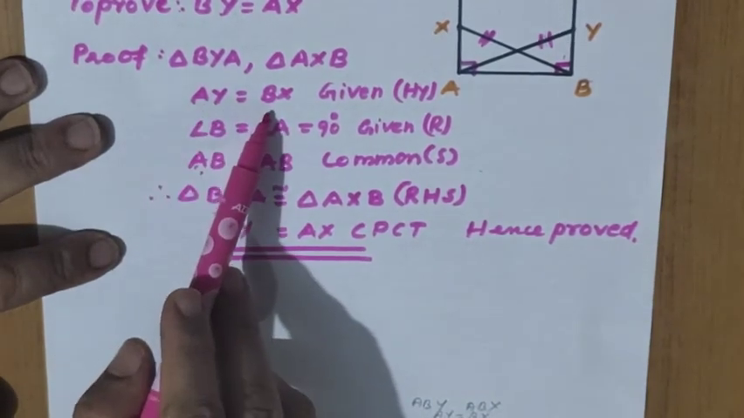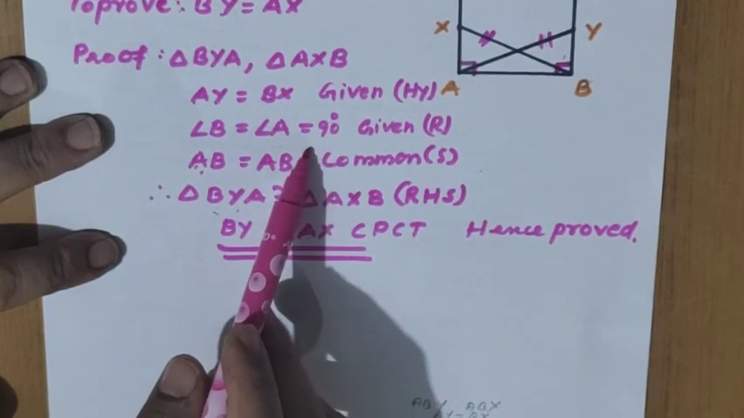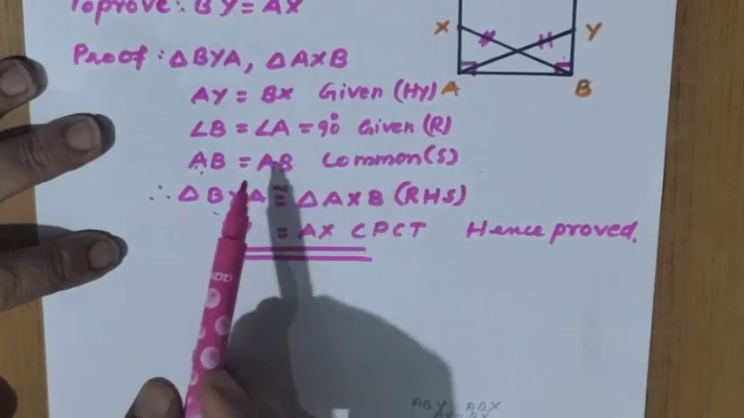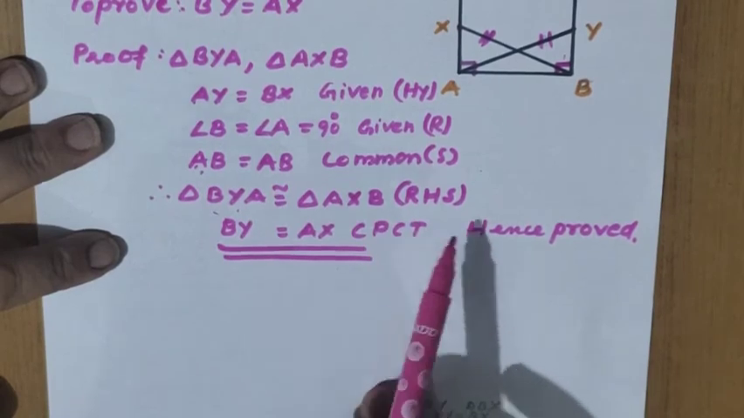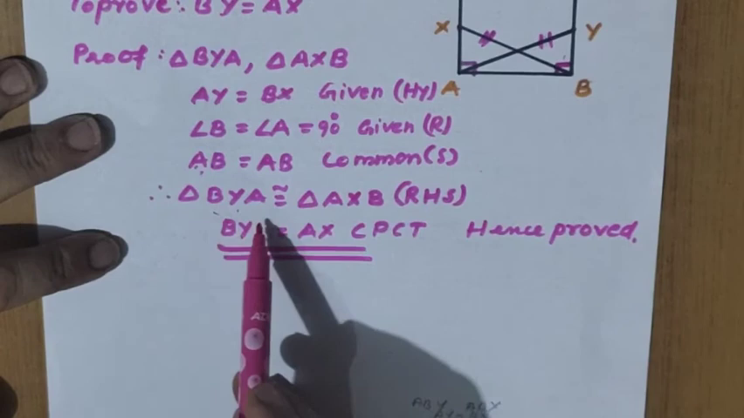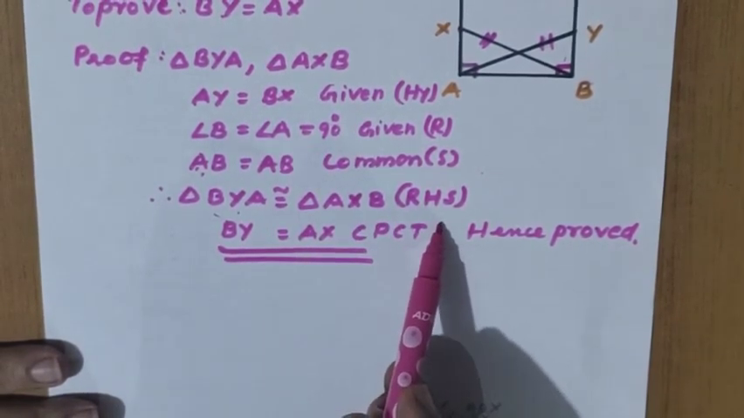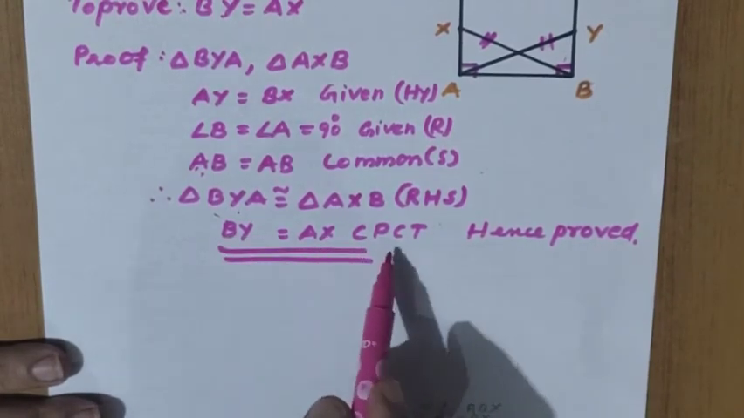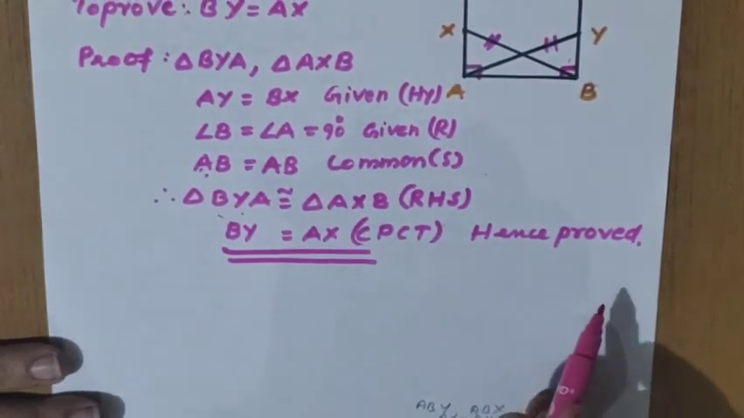So AY equal to BX given, angle B equal to angle A equal to 90 because each angle of a square is 90 degree only. Now we got right angle, we got hypotenuse. Now we have to go for the common criteria. So AB equal to AB. That means we got right angle, hypotenuse and one side. So triangle BYA congruent to triangle AXB by RHS criteria. What is the CPCT of this one? We can write BY equal to AX by CPCT. So hence we got the required result, hence we proved the theorem.